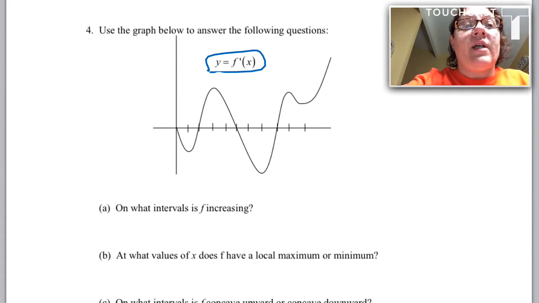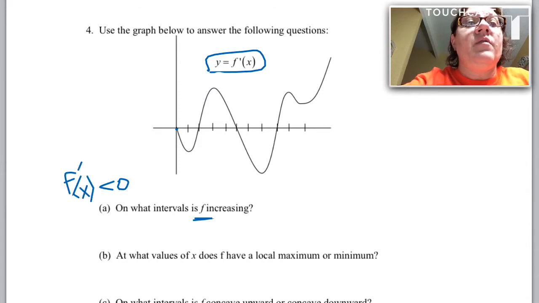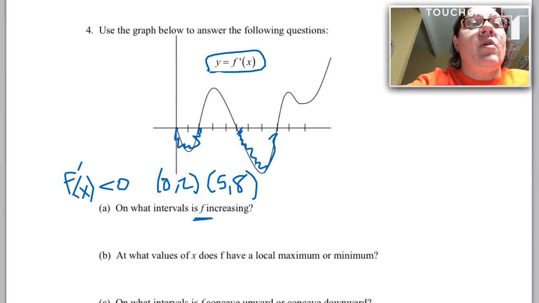So of course the first question it asks me is where the original function is increasing or decreasing. Well, increasing and decreasing I can tell from first derivative. And so I can simply look at, is it positive or negative? So I'll say less than 0. So f prime is negative between 0 and 2. That's all of this, because it's below the x-axis. And then 3, 4, and then 5, 6, 7 to 8. So 5 to 8. And then it's not negative anymore after that.